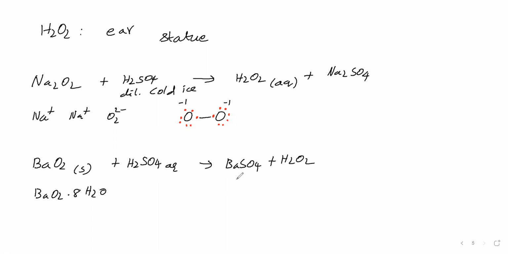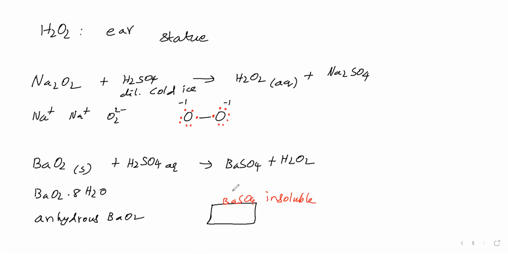Can we use anhydrous barium peroxide for preparing hydrogen peroxide? We cannot use anhydrous barium peroxide. Why we cannot use anhydrous barium peroxide? That we will see. Now we will see that it is anhydrous barium peroxide. In the surface, barium peroxide molecules are there. Because of this dilute sulfuric acid, surface is becoming barium sulfate. This barium sulfate is insoluble salt.